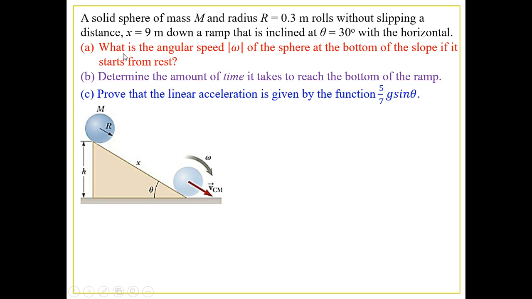Okay. So part A, B, and C. If you want, pause the video and take a second, write it down, or read it for yourself. Part A asks us to find the angular speed at the bottom. Part B asks us to find the time, and then part C just has to prove that a_CM is given by 5/7 g sin θ. All right, so I'll go ahead and do part A.